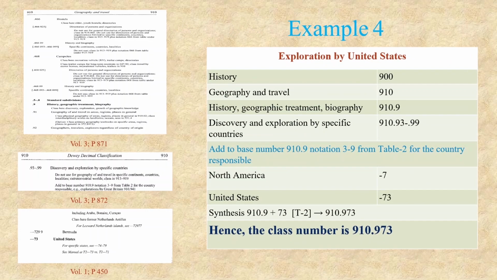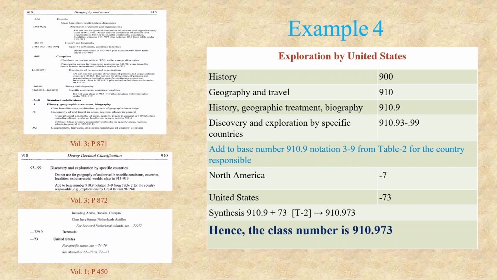Now there is another example. We have seen in different historical documents that there are many explorations done by different countries and different persons. So here, for your better understanding, we have set a title, Exploration by United States. What will be the class number of these historical documents?